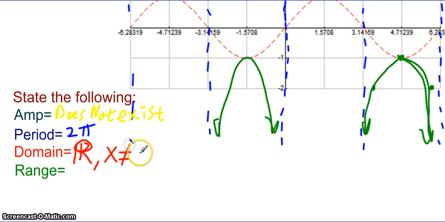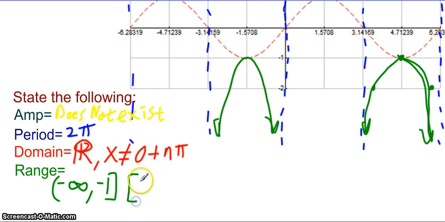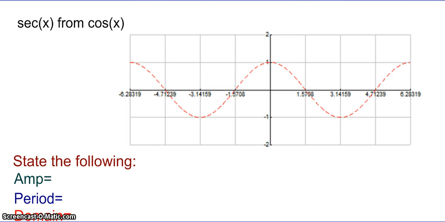X does not equal, where's our first asymptote? 0 plus n times the distance between asymptotes. Again, you do not have to write the 0. I'm just writing that to be consistent. The range now for this particular graph is negative infinity to negative 1, including the negative 1, and then 1 to infinity.